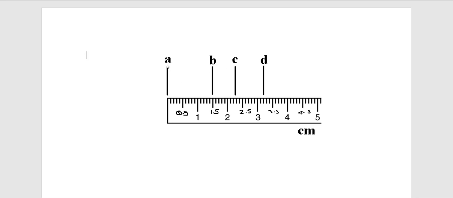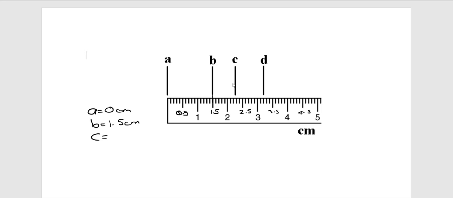Alright, so now the value of A, I can see A would be equal to, it's right at the beginning. So the length would be 0 centimeters. Okay, so I'm at 0. B, we can see it's pointing to 0 up to 1.5. So B would be equal to 1.5 centimeters.